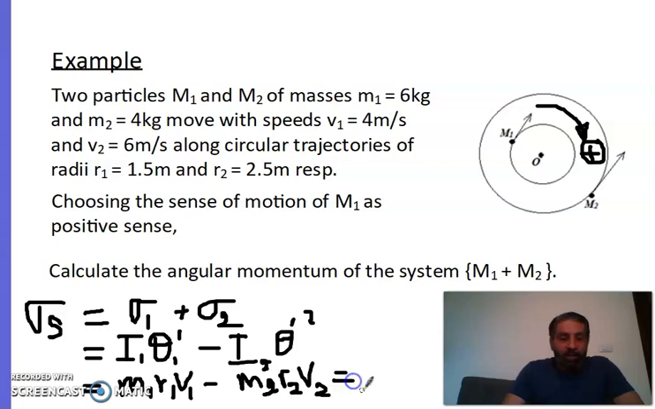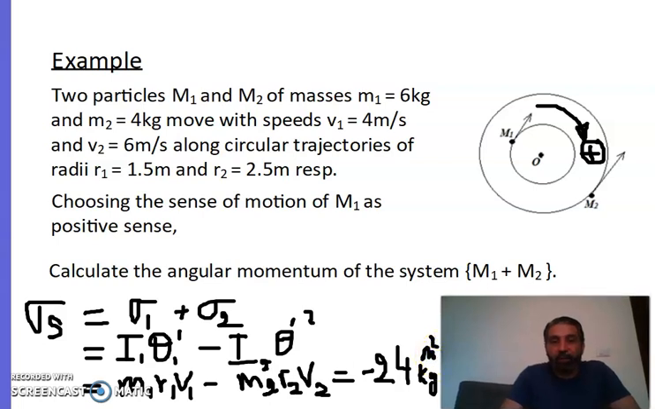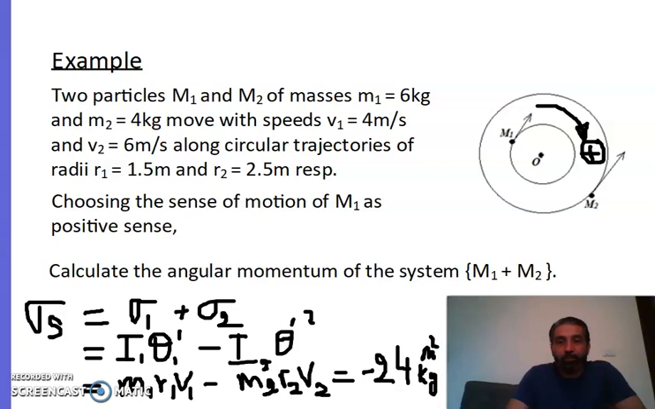So if you do the calculation, I will leave it for you, you will get the answer minus 24 kilogram meter squared per second. Notice here the angular momentum of this system is negative, and no problem with this, okay, because sigma is an algebraic quantity. Okay, this is enough for this video.